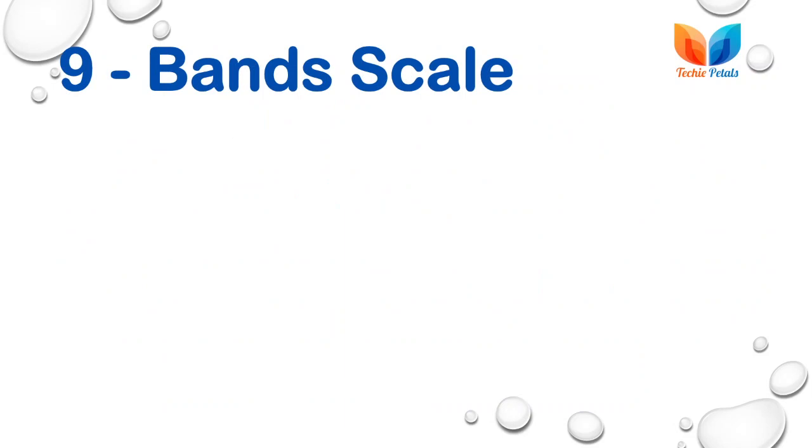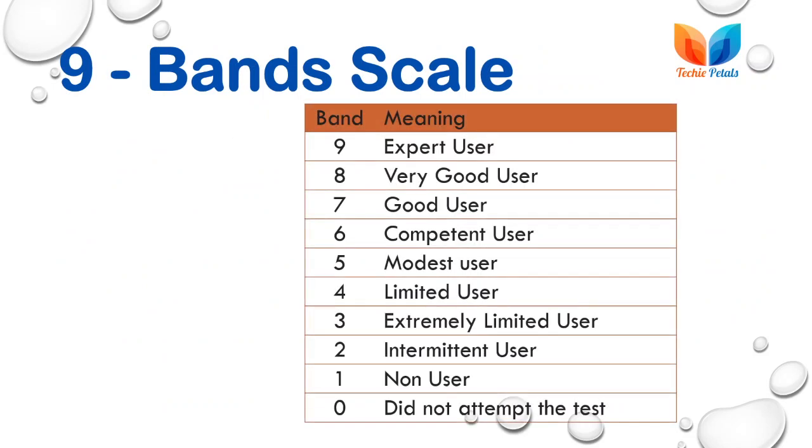Next, the 9 bands are divided according to the person's capabilities or expertise with the English language. The 9 band can be secured by the expert user, who has native-like English language knowledge. So if a person has English knowledge like a native user, then he can achieve a band of 9.